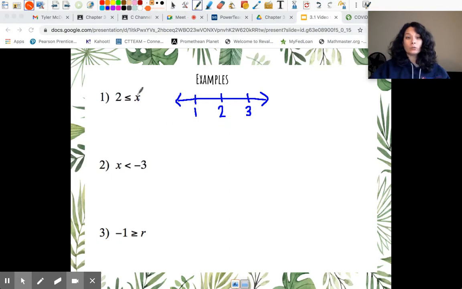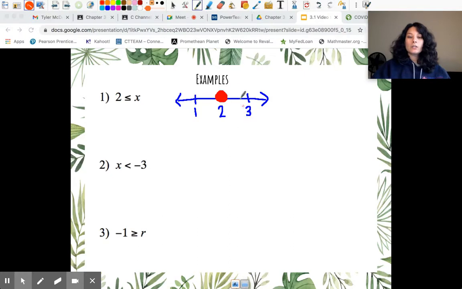Now I got to actually graph this inequality. Well, first thing I need to do is determine what type of circle I need to put above the 2. Well, I look at my symbol. If there's a bar underneath, which this one does have, I want that 2 to count. That means x is greater than or equal to 2. Or equal means you want to color in the circle.